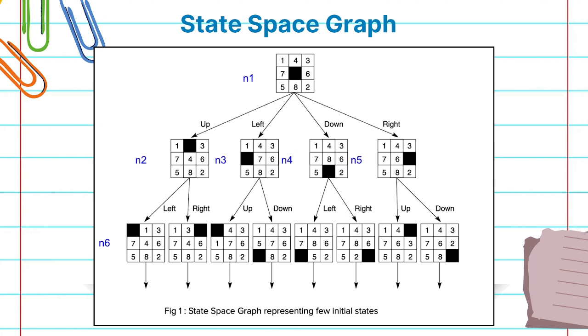Here, you can look at the state space graph of the 8 puzzle problem. We can move from the state N1 to N2, N3, N4, or N5 by the moves up, left, down, or right, respectively. These moves are the moves of the blank space, which is colored in black here.